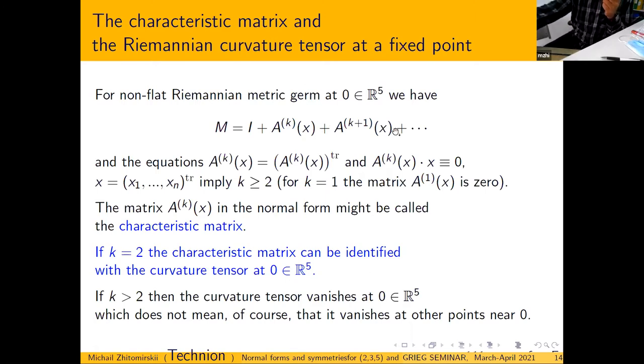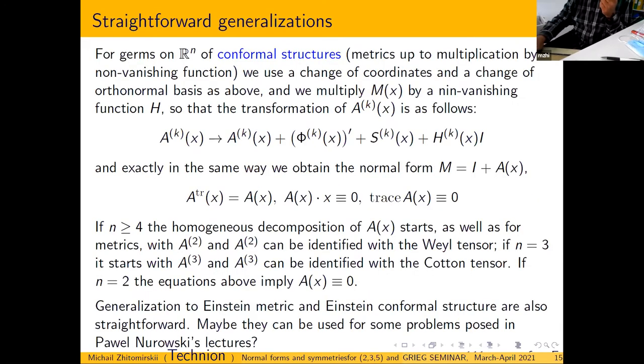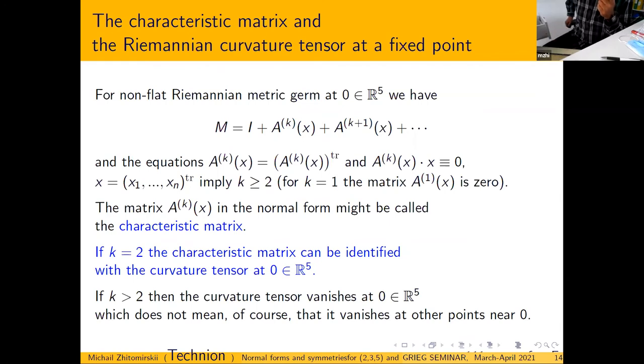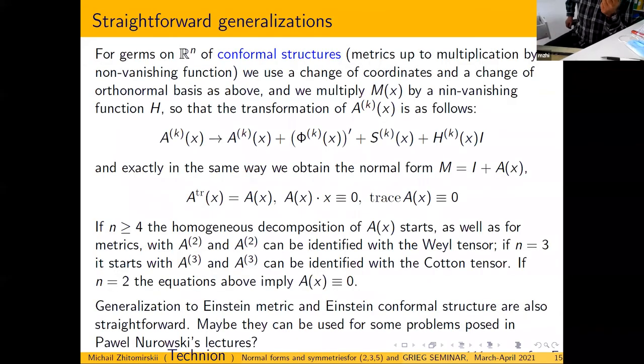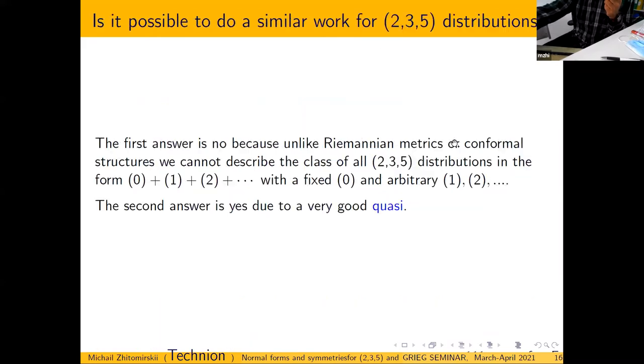And if k is bigger than two, then the curvature tensor vanishes at zero, which doesn't mean in general that it vanishes at any point. So what I like about this proof is that it can be generalized with just a few lines to other objects which are a bit more complicated, for example, conformal structures, which are metrics defined up to multiplication by a nonvanishing function, and where we don't have geodesic coordinates. But now we had this operator, how can it be changed?